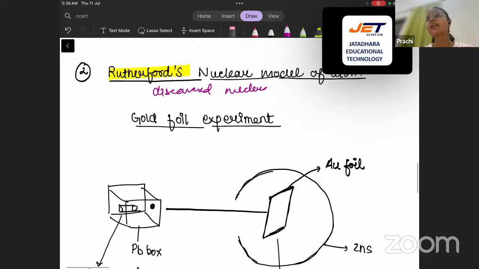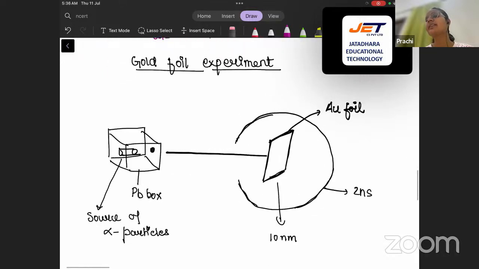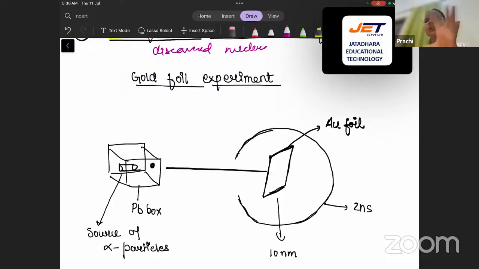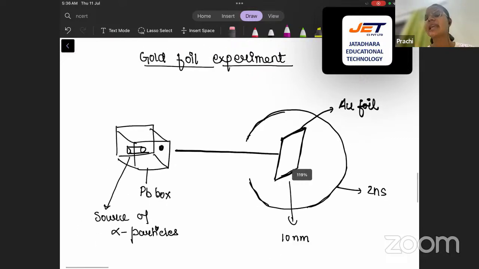So the other thing was that Rutherford, along with other scientists, was also working on radioactive materials, right? With Curie and other scientists, he was working on those radioactive materials. So at that time, he knew about these particles, that is alpha, beta, and gamma particles. So that information he used and he made an experiment, right? So let's understand what he did in this experiment.